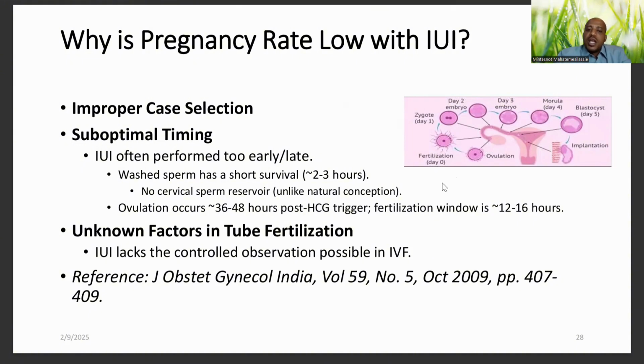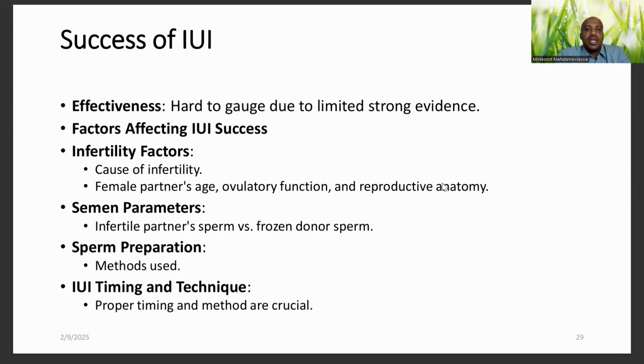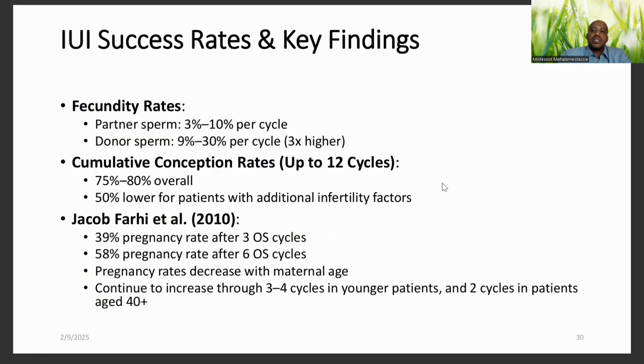Because there are many unknown things in the process, it is very difficult to know the success rate. In general, the success of IUI depends on patient factors. So it depends on the cause of infertility, the female age, ovulatory function, tubal patency, the semen parameters, whether we have used proper sperm preparation, IUI timing and the techniques. So we'll see how these factors affect our IUI success.